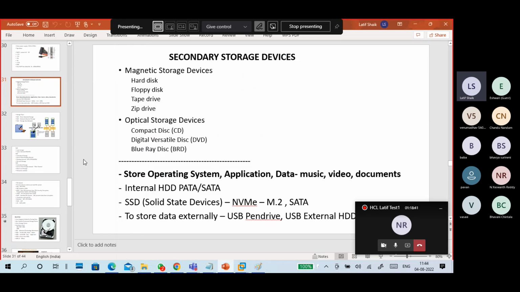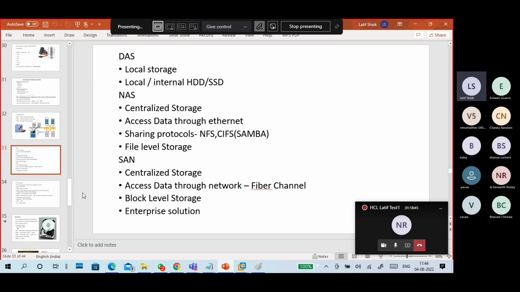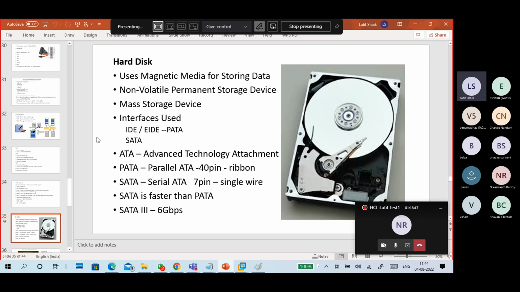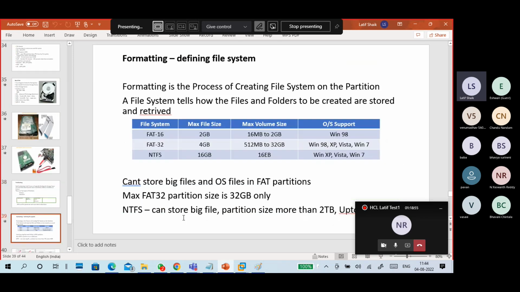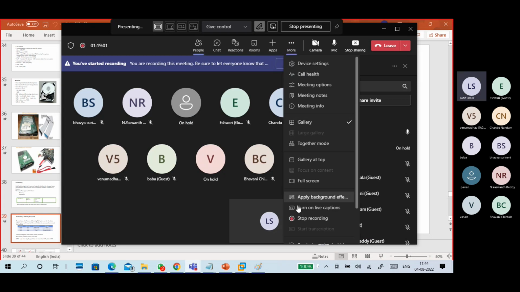Next, we have to discuss the hard disk part. So just take a 5 minute break, relax, and we will start with the hard disk interfaces also. Don't leave.